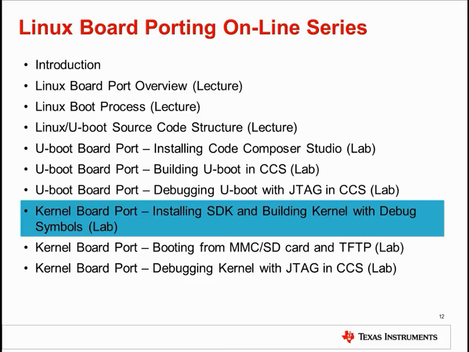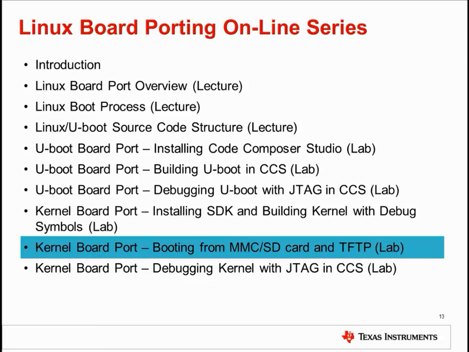We will begin by installing the SDK, which will also install Minicom and a TFTP server, which are both required. And we will rebuild the Linux kernel to include debugging symbols. In the next module, I will configure a bootable multimedia card and set this multimedia card up to boot the SPL and U-boot from the MMC, and then use TFTP to load the Linux kernel with debug symbols onto the device.